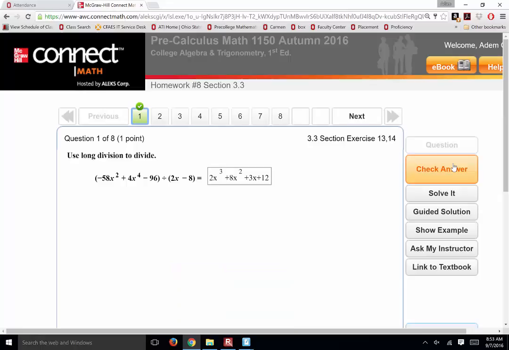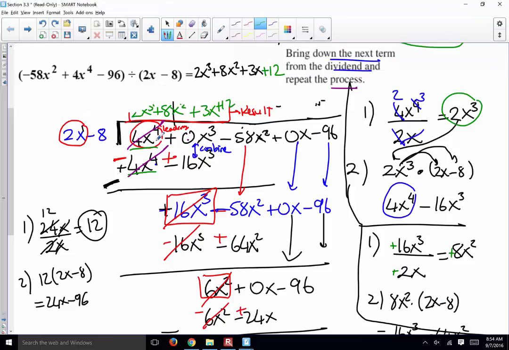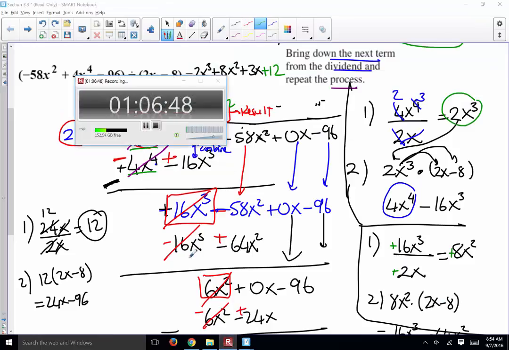Okay. So we will continue this tomorrow with synthetic division, and then we will apply this to finding zeros of functions. Not tomorrow, Friday.